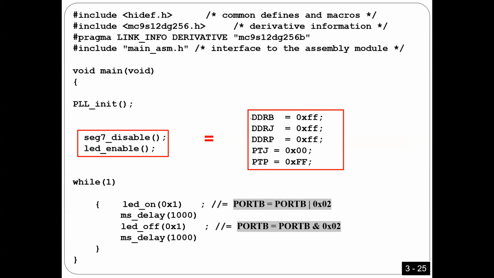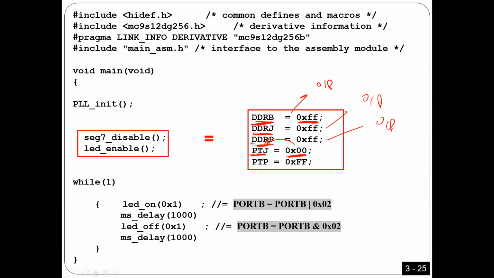Look here, guys. Data direction register for port B equals 0xFF. So here I'm programming port B. Port B here is output. Okay. Here I'm programming port J output. I'm programming port P output. Is that okay? And also I'm writing 0 to port J, PTJ.